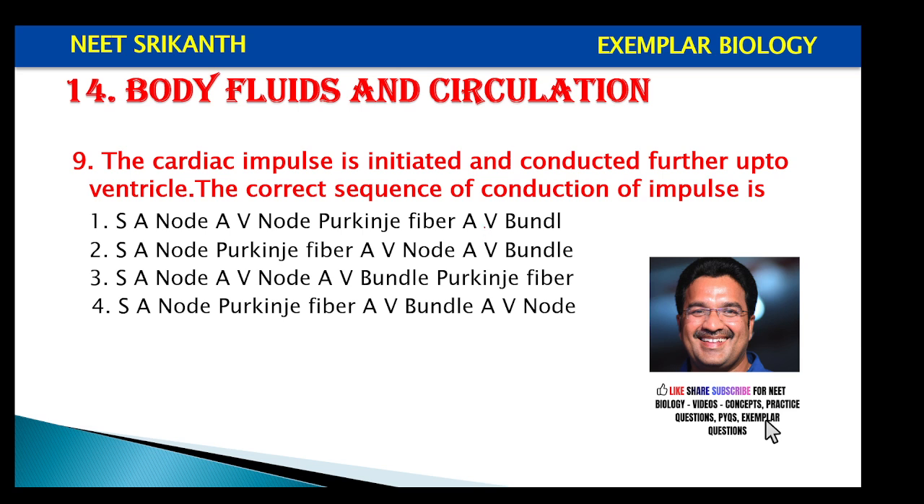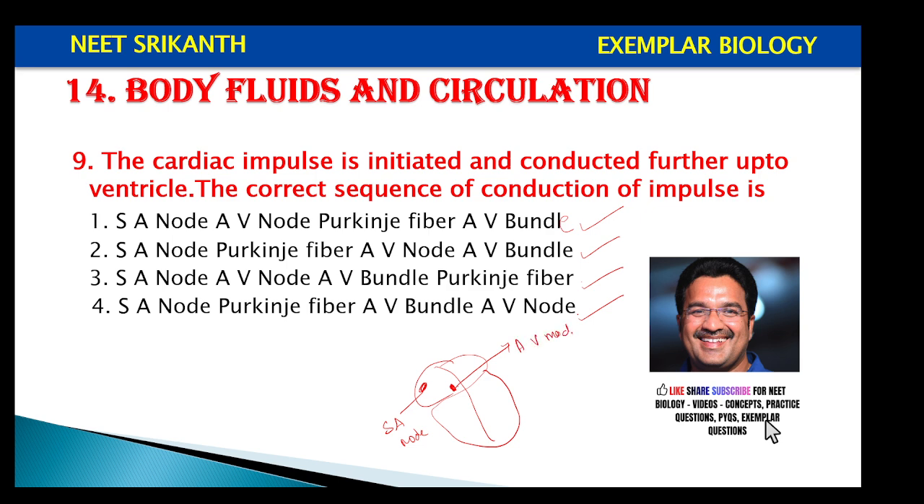Cardiac impulse is initiated and conducted further up to the ventricle. The correct sequence of conduction of impulse is, okay, SA node, AV node, Purkinje fiber, AV bundle; SA node, Purkinje fiber, AV node, AV bundle; SA node, AV node, AV bundle, Purkinje fiber; SA node, Purkinje fiber, AV bundle, AV node. Now let us see how it is arranged in the heart. This is the SA node, sinoatrial node we can say, and this is the atrioventricular node.